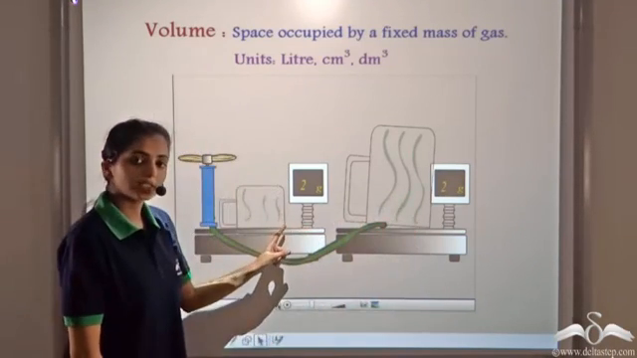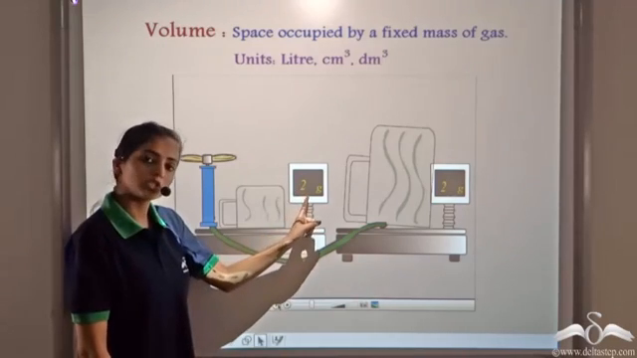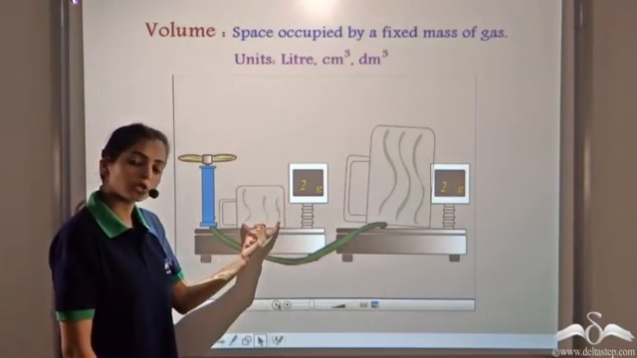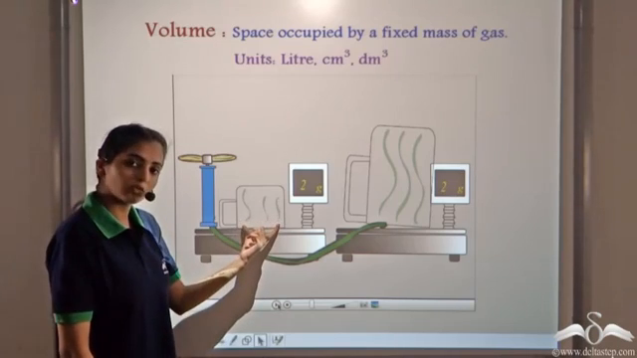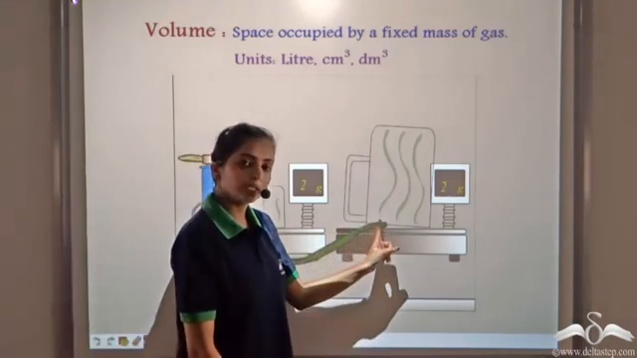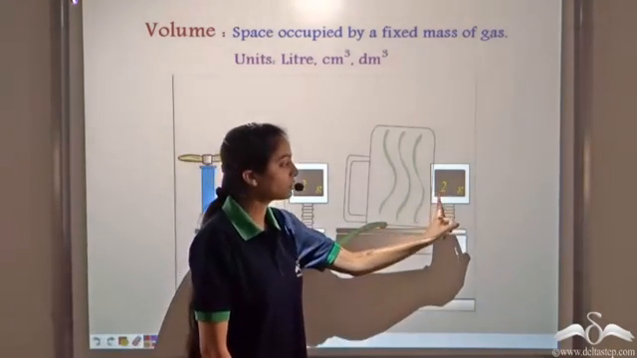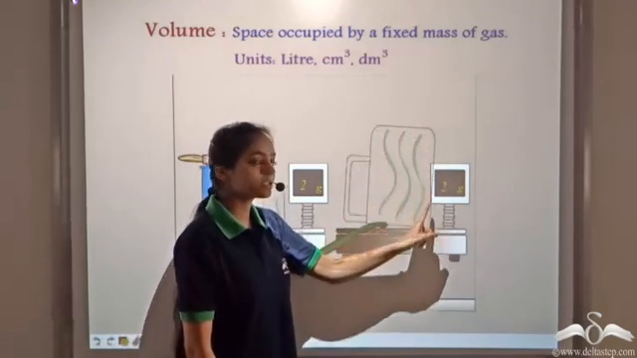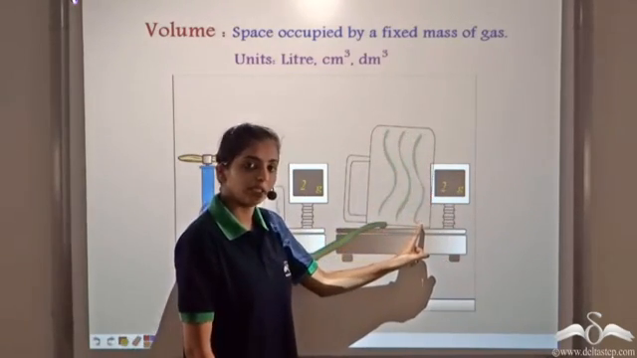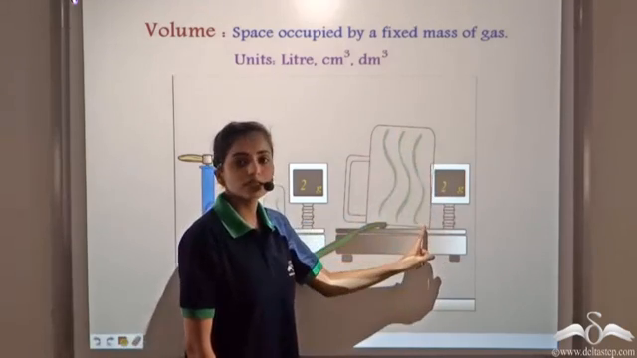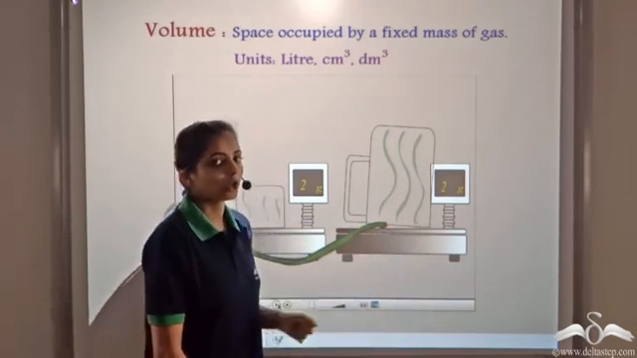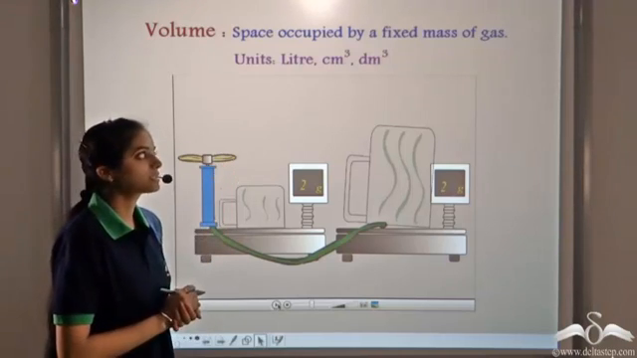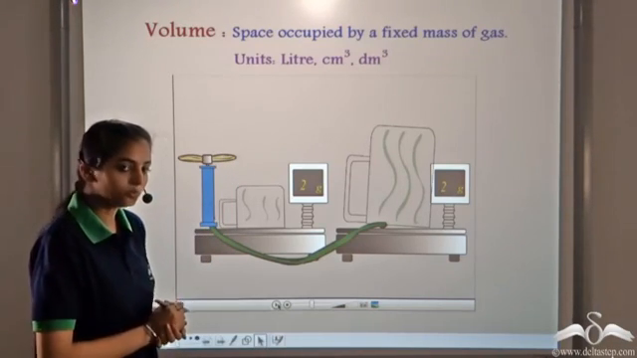In the first case, the amount of gas was definite, which is 2 grams, and the gas occupied the space of the smaller container. So this is the volume of the gas. In the second case, again, a definite amount of gas, which is 2 grams, occupied the entire space available in the bigger container. So in this case, this is the volume of the gas. And the volume of gas can be measured in different units. It can be liters, centimeter cube, or decimeter cube.